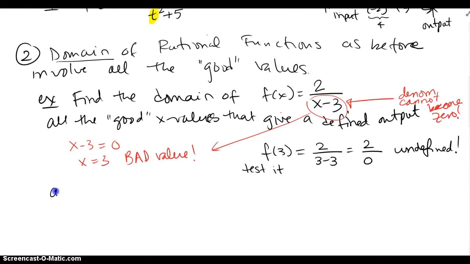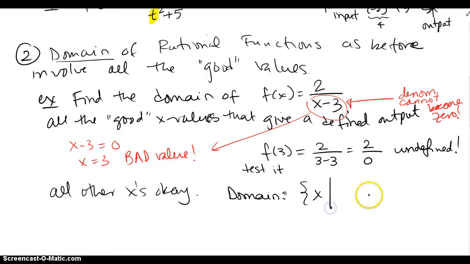Everything else is okay. All other x's are okay. You give it any input value of x, it's going to give you a reasonable output. This is the only place that the denominator becomes 0. So for the domain, in set notation, we would say all x such that everything is okay except we're going to exclude x equals 3. So all okay except x equals 3 would be, in set notation, toss out x equals 3, keep everything else.